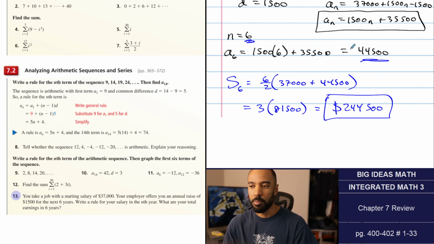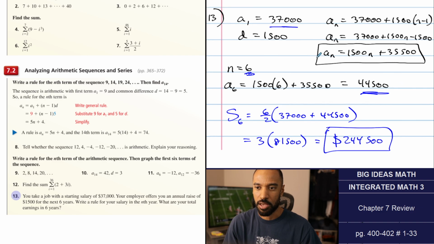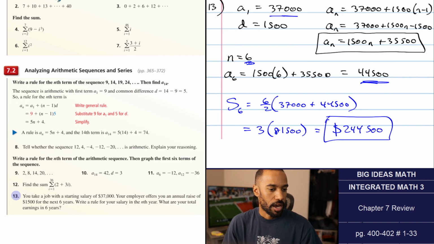Which is great. It just keeps jumping up, right? This is how much money you started with, 37,000, and in year 6 you're making closer to 50,000, right? Pretty soon you'll get to that 50,000 by year 10. Okay.